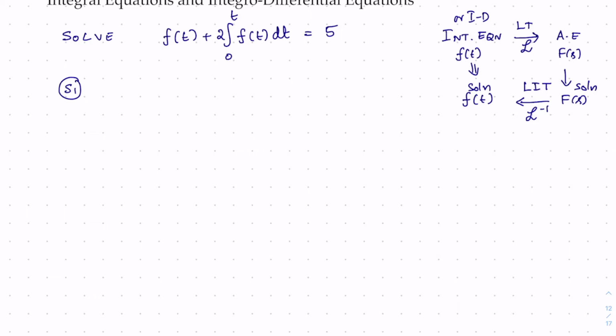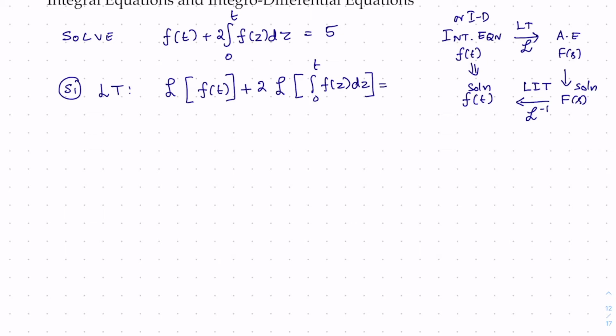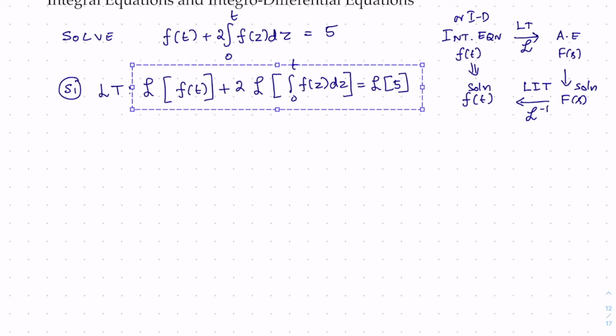All right, now let's quickly do that. Step number 1, we're going to take the Laplace transform on both sides. This is going to be Laplace of f of t. Again, I'm going to skip a step and use the linearity property. This is going to plus 2 times the Laplace of the integral from 0 to t of f of z dz. I should not use f of t there, that's a very bad notation. We cannot have the limit be the same variable as the variable of integration. And this is going to be Laplace of 5, right?